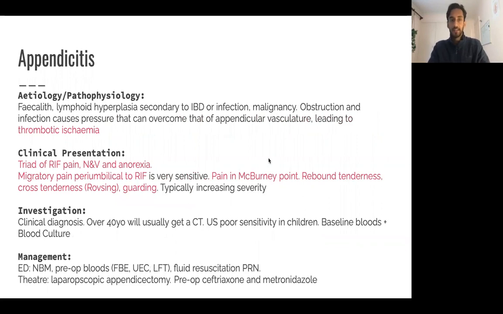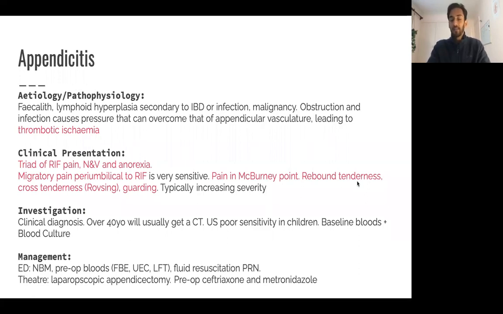Next is appendicitis. You guys have got to be very familiar with this, classically presenting with right iliac fossa pain, nausea, vomiting, and anorexia. And the pain classically migrates, and you can have rebound tenderness, you can have guarding, you can have cross tenderness or Rovsing's sign, I think it's meant to be.